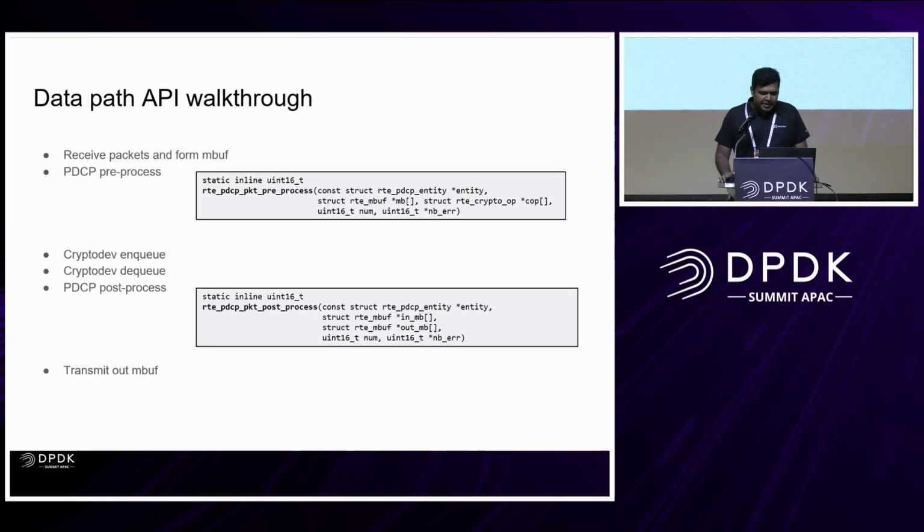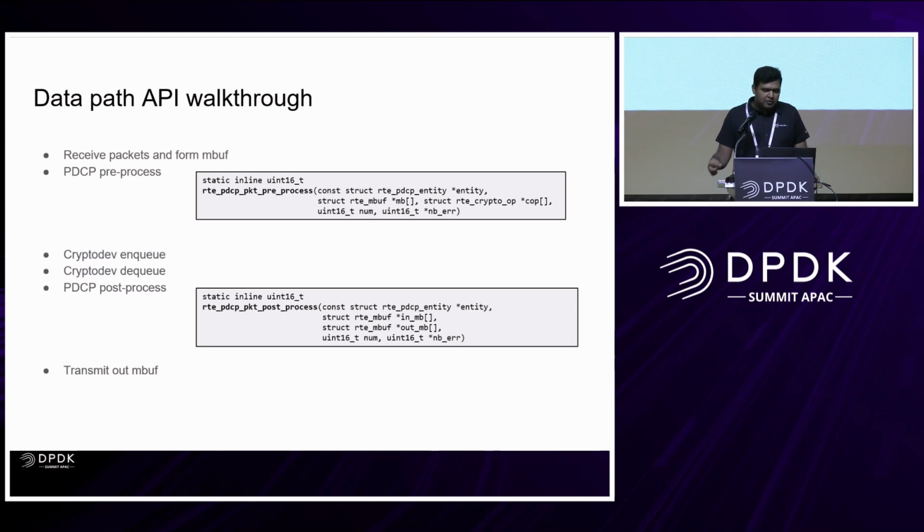Okay, coming to the data path. Again, it would start with receiving a packet. How the application receives a packet is up to the application. That can be very device specific, so that's not something Lib PDCP is trying to address today. The packets can arrive from somewhere, but the moment you have an mbuf, that's when Lib PDCP actually comes into the picture.